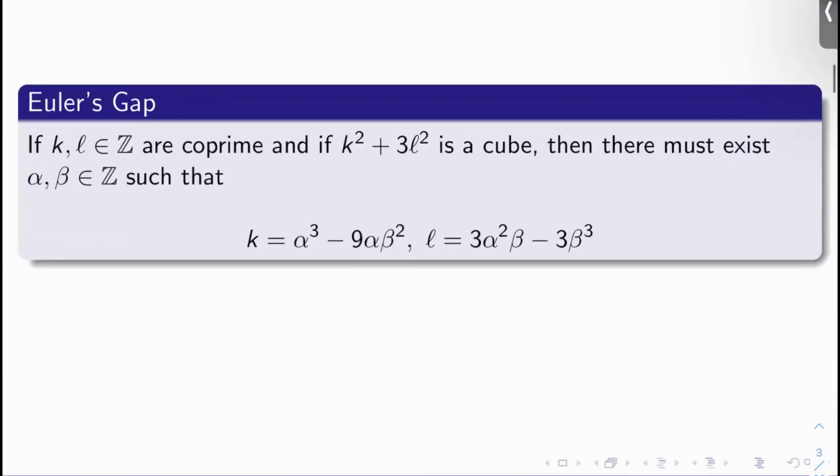We'll call this Euler's Gap. It says the following. If k and l are integers, and they're coprime, and k squared plus 3l squared is a cube, then there have to exist integers alpha and beta, such that k is alpha cubed minus 9 alpha beta squared, and l is 3 alpha squared beta minus 3 beta cubed. So we proved Fermat's last theorem in the case the exponent is 3, assuming this is true. Okay, so we're going to prove this in this video.